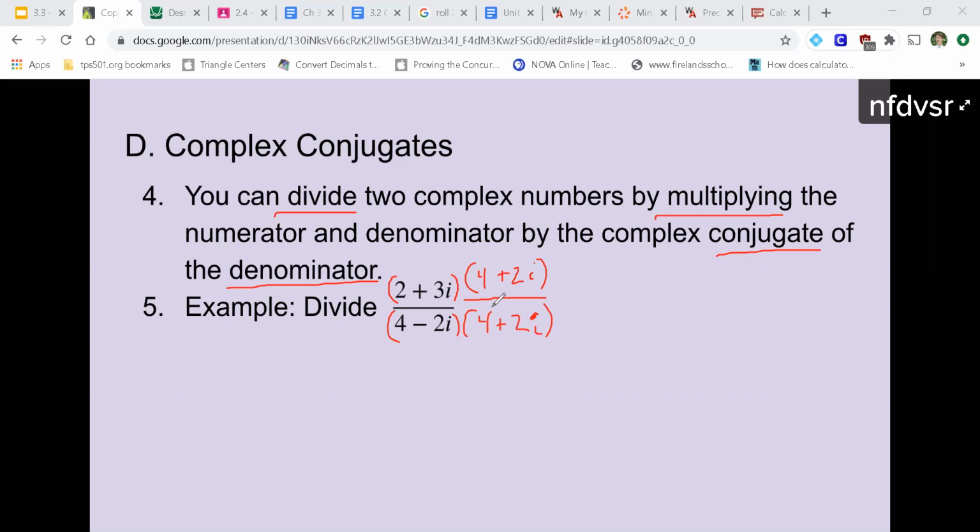Just multiplying a bunch. For the numerator, 2 times 4 is 8. 2 times 2i is 4i. 3i times 4 is 12i. 3i times 2i is 6i squared. For the denominator, again, I could do the distributive property, but I know since they're conjugates, the answer is just going to be 4 squared plus 2 squared.